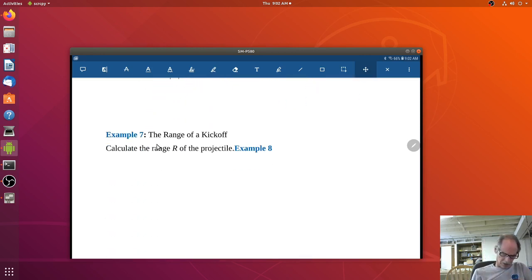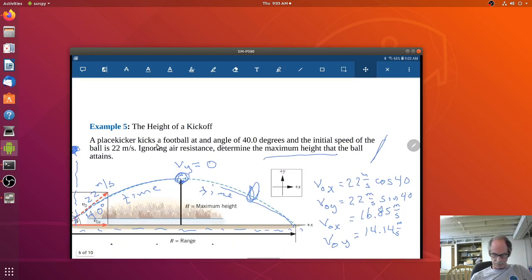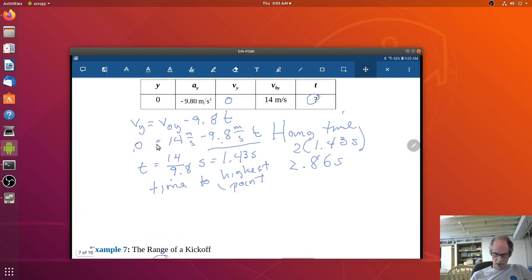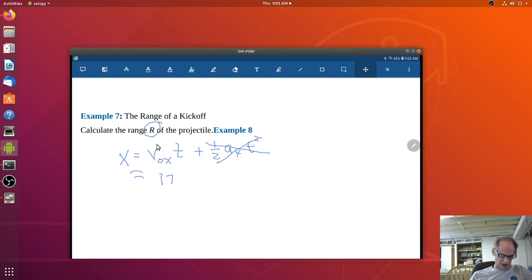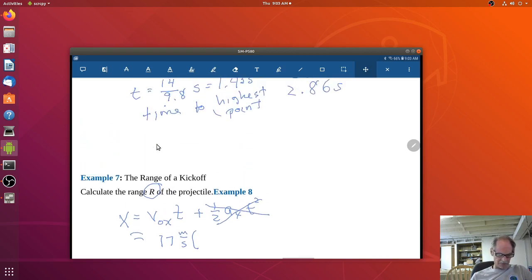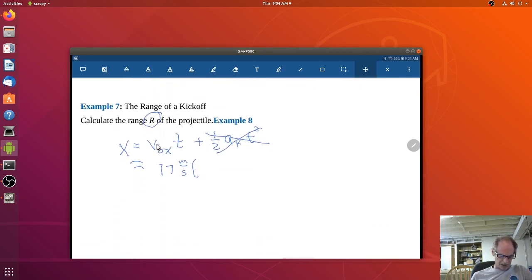What is the range of the projectile? Range is a term we use for how far horizontally a projectile goes. So that's equal to x. x is equal to v0x times t plus 1/2 a sub x times t squared. But for projectile motion, a sub x is 0, so in the projectile motion equations, that term doesn't show up. And I just need the initial velocity in the x direction. I found that way back on the first page here. The initial velocity in the x direction is 17. They're calling that 17. So this is just 17 meters per second. And the hang time, that's the time it takes for this x to happen, is 2.86 seconds.